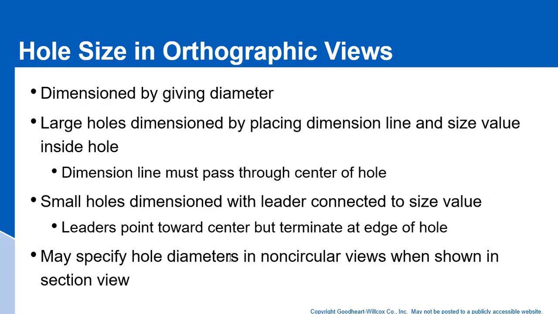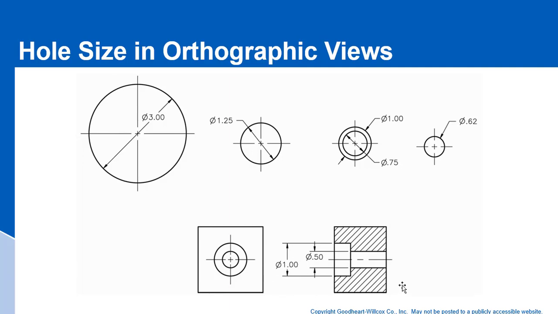And we may specify hole diameters in non-circular views when shown in a section view. And that's what we're showing right here. And again, it's very important to always use the diametrical symbol when you're dimensioning a hole. And it's more important to use the diametrical symbol here when you're dimensioning the hole not in the round view.